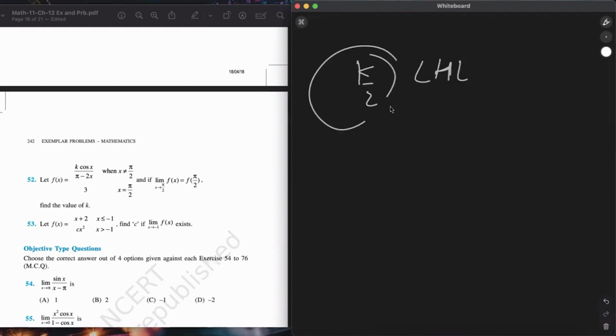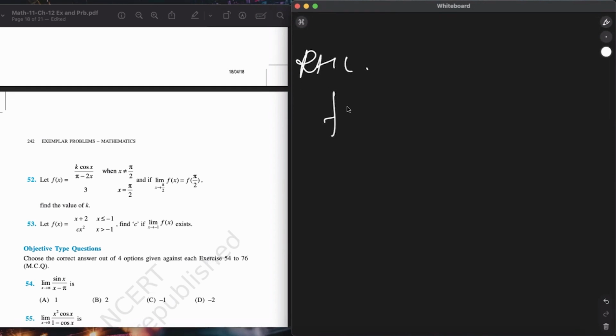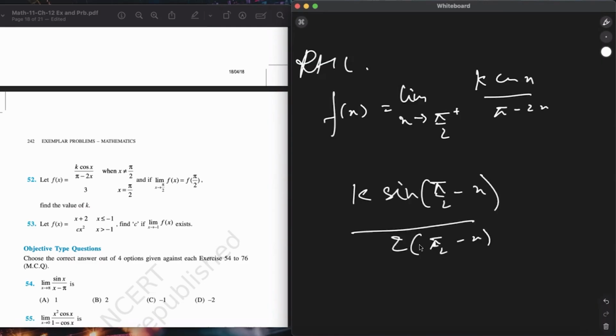Now, in order for the function to have a limit at that point, its LHL must be equal to its RHL. So now we have to find its RHL. Its RHL is given as f(x) equals limit when we approach from the positive side, k cos x divided by pi minus 2x, so k by 2, and limit x tends to pi by 2 plus.